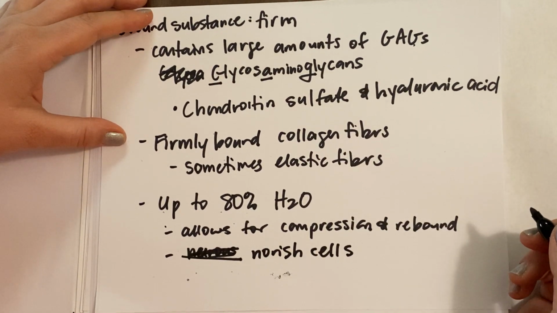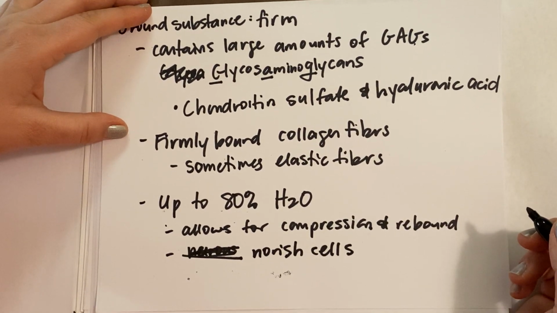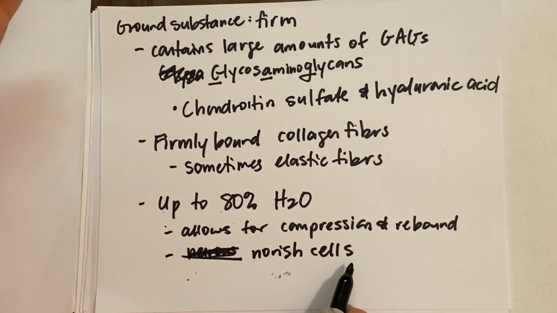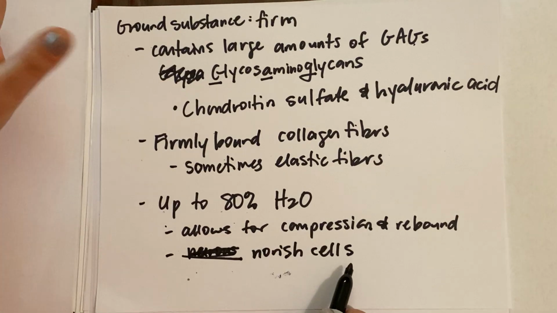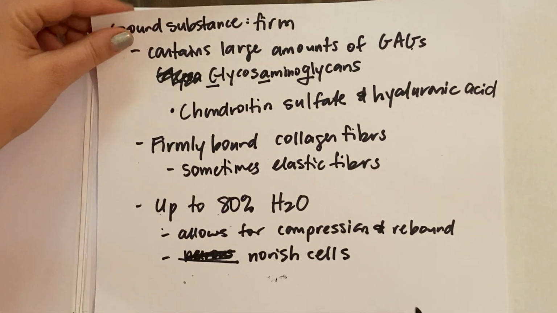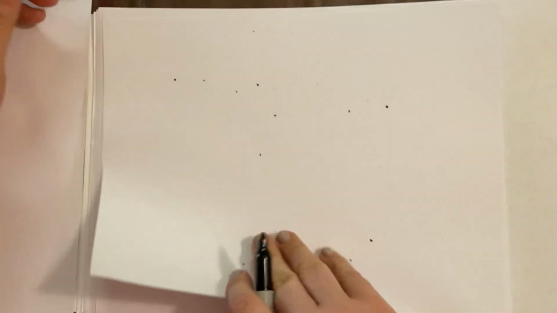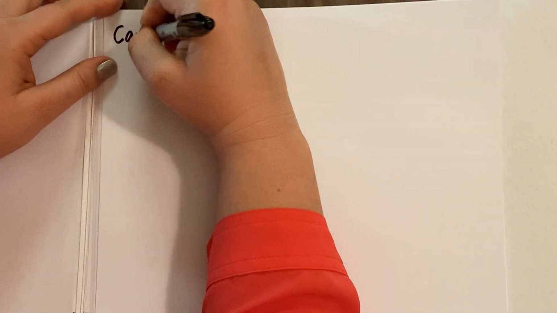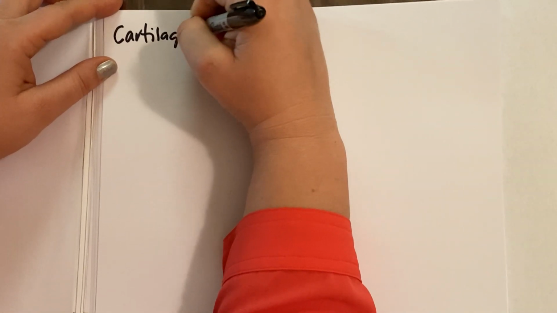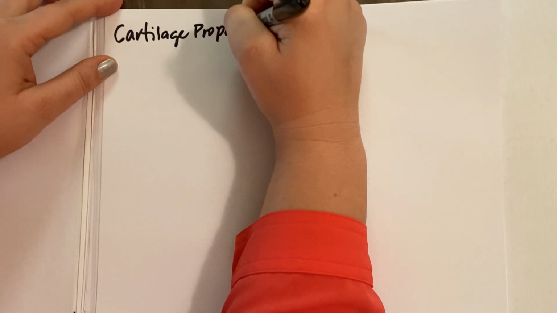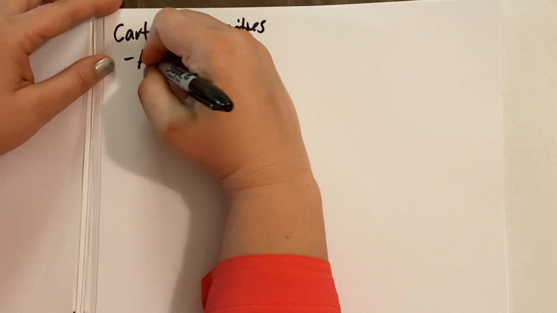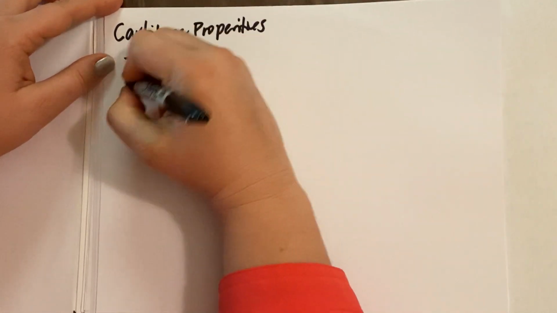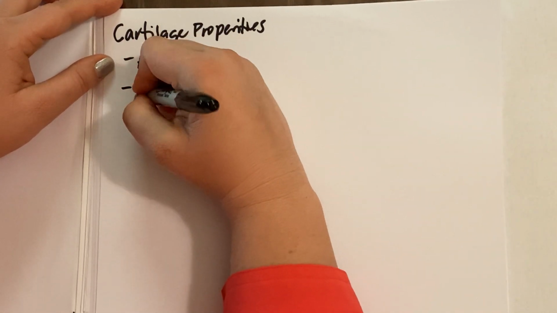Of the cartilage, okay? Now, one of the reasons why this is so important that nourishes cells is that cartilage is going to have no vascular tissue and no nerve fibers. Okay, so just some properties. It's avascular, which means it has no blood vessels. It's also going to have no nerve fibers.